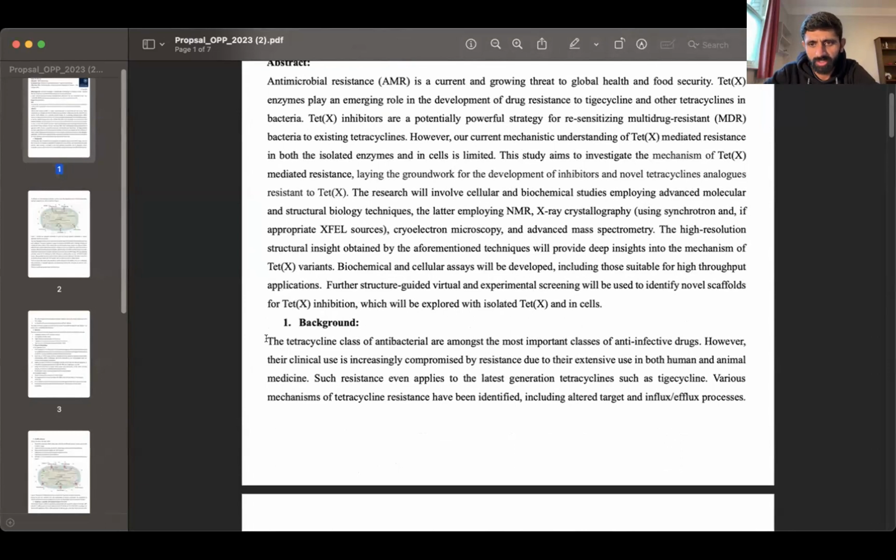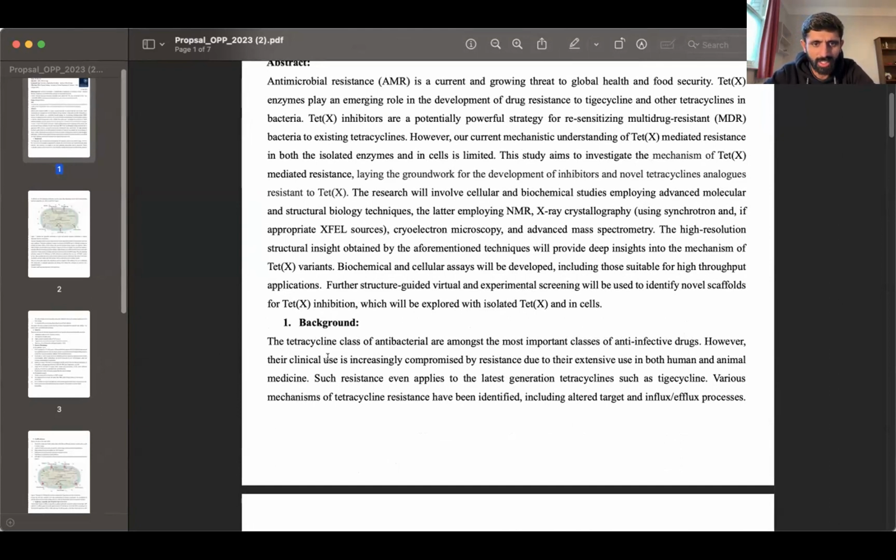So moving on, the first sentence explains what the issue is, what I'm going to address. In this proposal, the tetracycline class of antibacterials are among the most important classes of anti-infective drugs. So to elaborate my issue, first of all I'm telling that I'm going to study the resistance in tetracyclines in general.